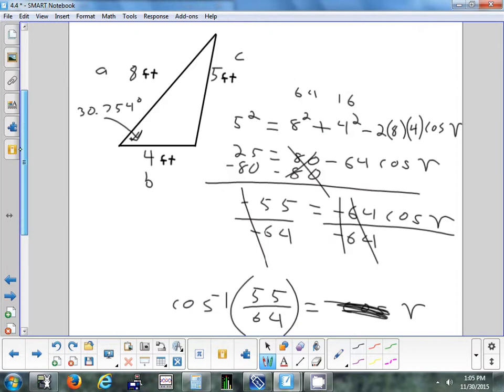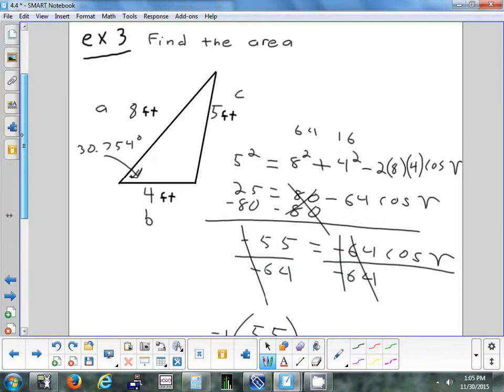Okay, did they give me units? Yep. What should be my label on this? Feet squared.